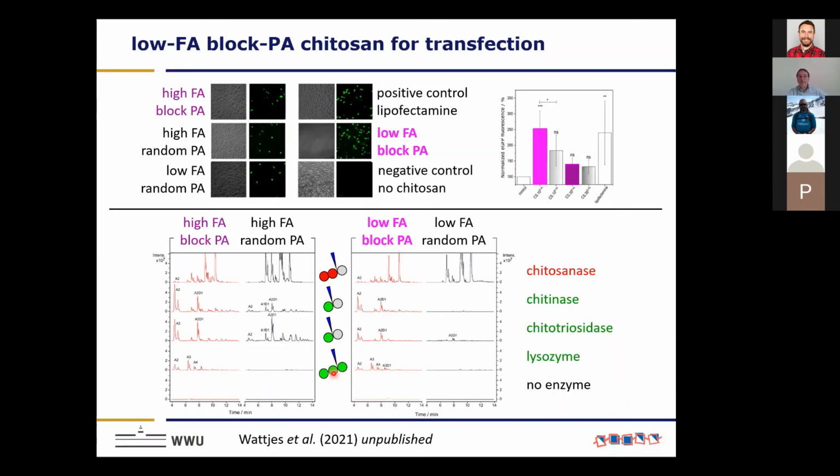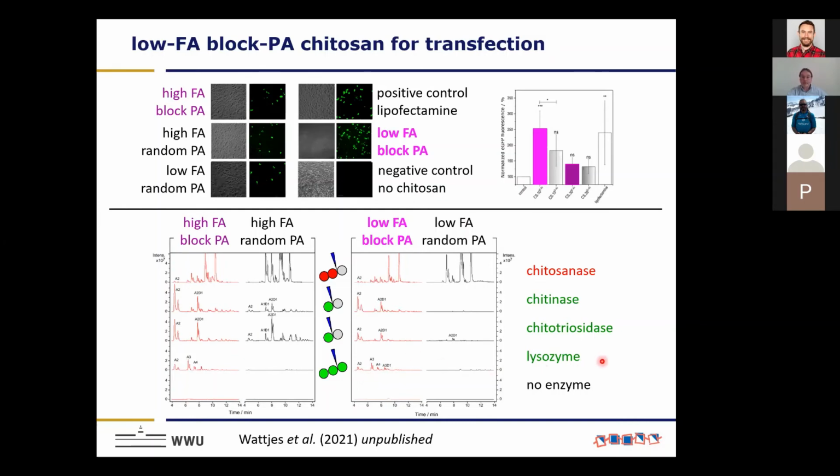So lysozyme, which requires 3 acetylated units next to each other, is able to degrade a chitosan produced in this way, even though it has a fraction of acetylation of 0.1. If only 10% of the groups are acetylated, then in a random pattern you would very rarely have 3 acetylated units next to each other. So with a random pattern of acetylation, you see no products. But in our case, with the block distribution, we can clearly see products.